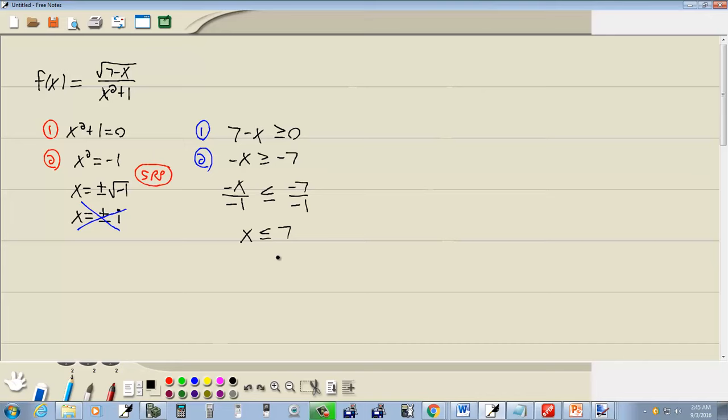Now, interval notation. So less than, so it's going to negative infinity. Infinities always have parentheses on them. And since there's a line underneath that's specifically less than or equal to, that means we put a bracket on the 7. And that would be our domain.